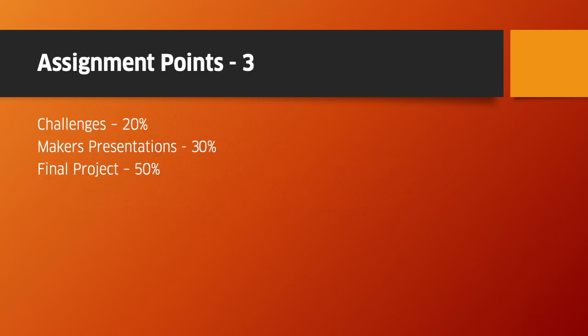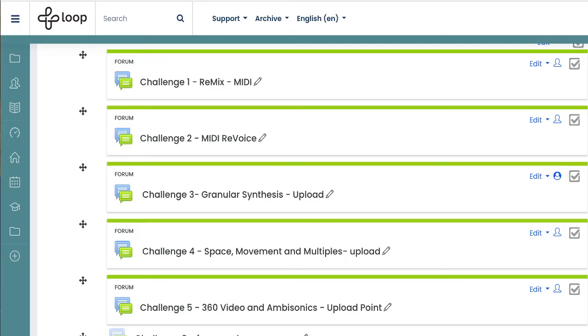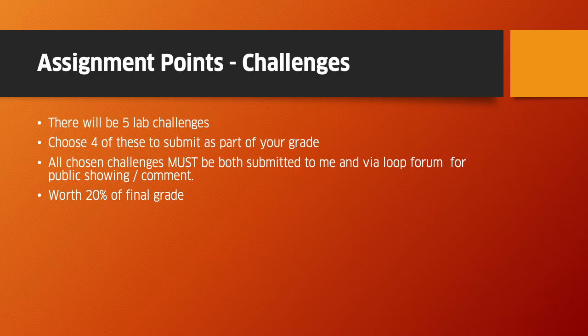The assignments have 3 assignment points. There's the challenges, which are worth 20%, which I talked about briefly. There's going to be the makers presentations worth 30%, and the final project worth 50%. There'll be 5 lab challenges, as I said. You'll choose 4 of these and submit them as part of your grade. All the challenges will be put up on a forum on Loop, and you'll be able to listen to other people, and they'll be able to listen to yours. It's worth 20%, so each one's worth 5%.